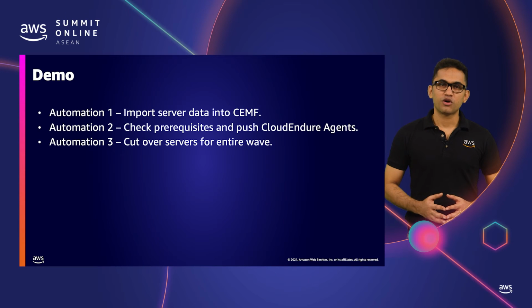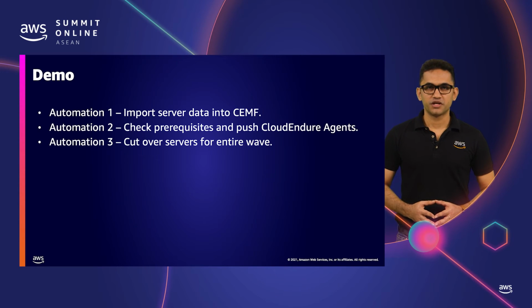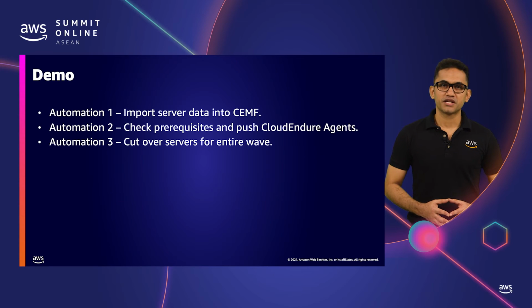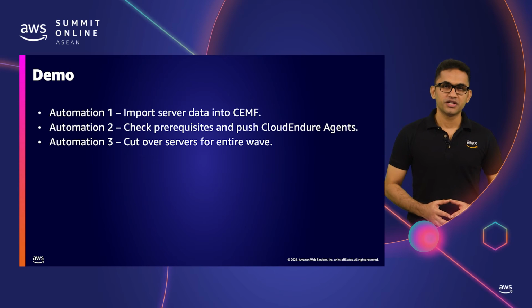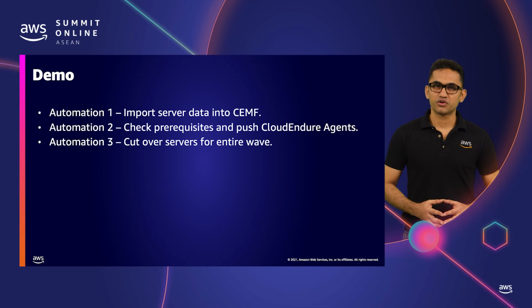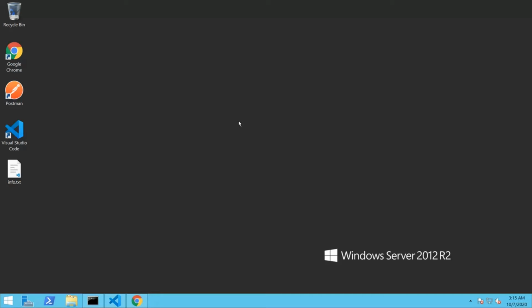There are three fundamental automation tasks which I want to demonstrate. Number one, import server data into CloudEndure Migration Factory using a CSV file. Number two, check the prerequisites and push the CloudEndure agent installation. Number three, cut over the servers for an entire wave group in one go. We are on the demo server right now. We will be using this demo server to run all automation task scripts.